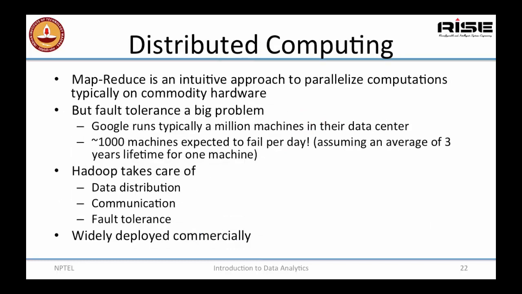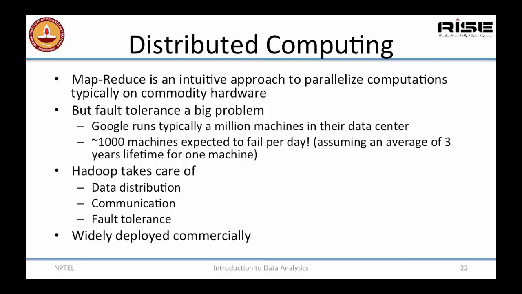MapReduce, as we will see, is a very intuitive approach to parallelize computation, typically on commodity hardware. But the big problem, especially when using commodity hardware, is that machines tend to fail a lot, right? So fault tolerance becomes a big problem. For example, Google typically runs 1 million machines in one of their data centers, and assuming an average 3 years lifetime for one machine, you would expect about 1,000 machines to fail per day.